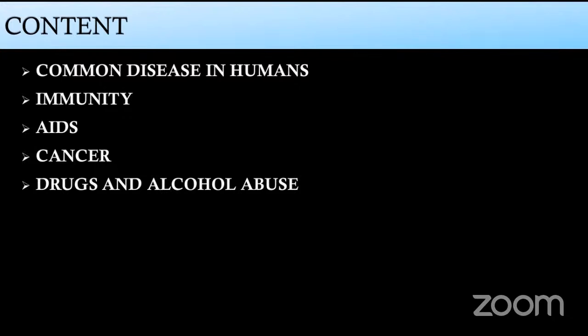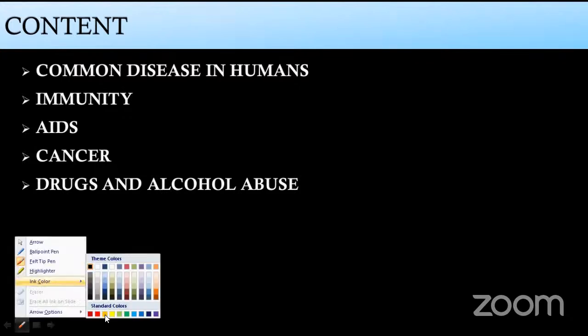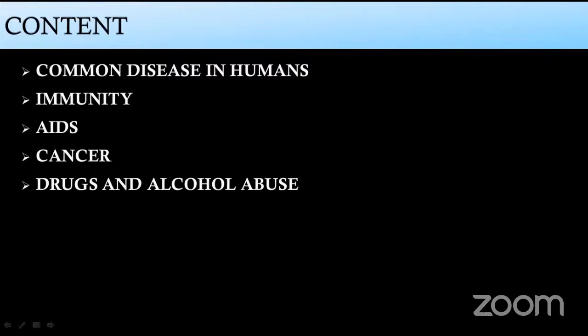Here we are going to study the common diseases: bacterial diseases, viral diseases, protozoan and helminth diseases, and fungal diseases. Then coming to immunity, we are going to study B cells, T cells, allergic reactions, and antibodies.